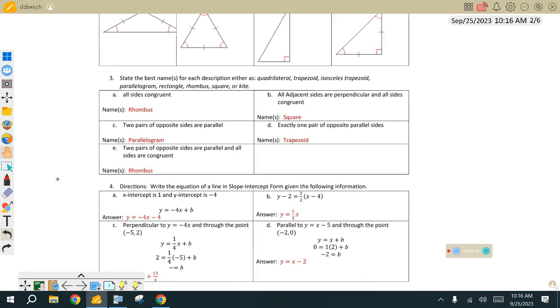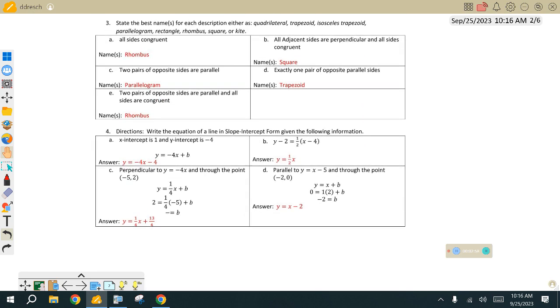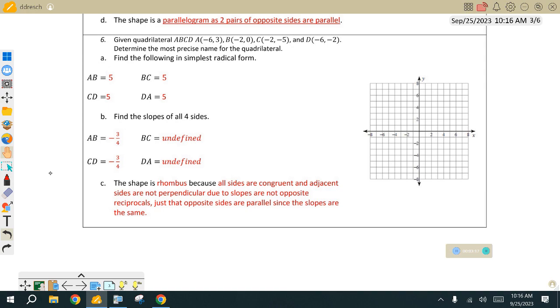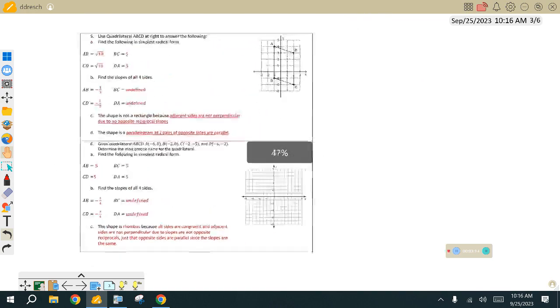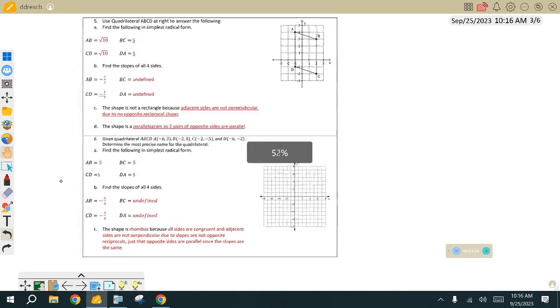Last part of that page is old school stuff, where we're writing the equation of a line. We've been doing that here. And then on the back side of things is where we're classifying the quadrilaterals. So I'm going to flip it. On the back side of that, we get those 2 quadrilaterals.